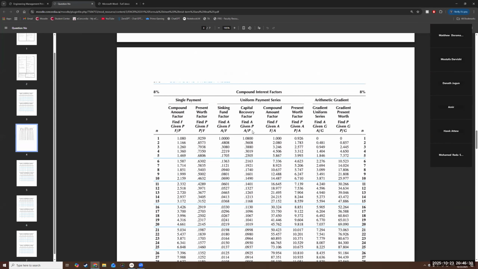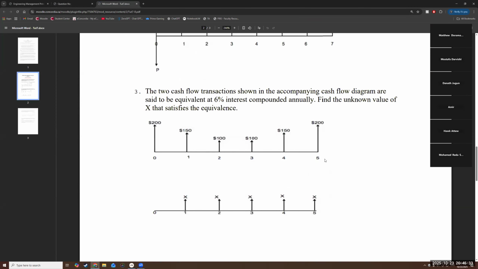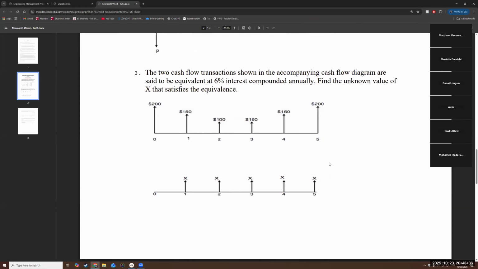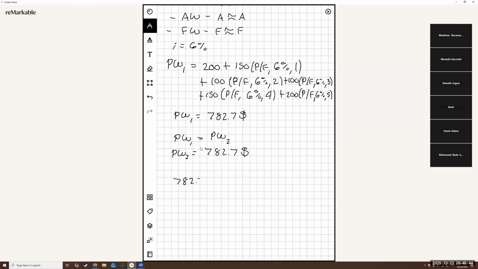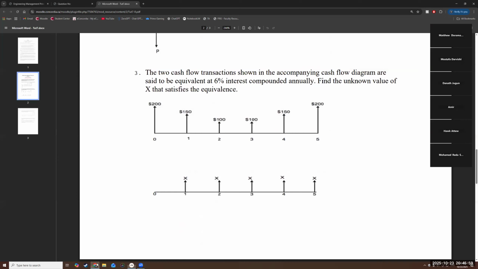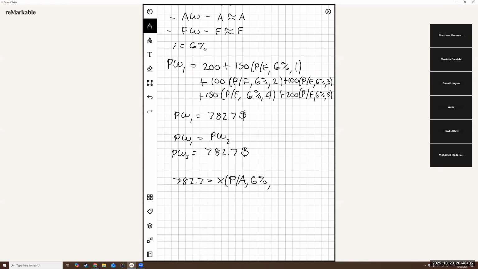So we can use the P/A formula here, right? Or the way I like to think about it is that you have a present value of $782.7, and that's gonna come from some annuity of value X. So P/A 6%. What's my N number? We have to count how many installments. 1, 2, 3, 4, 5. There's 5 installments. So that's one way to do it.